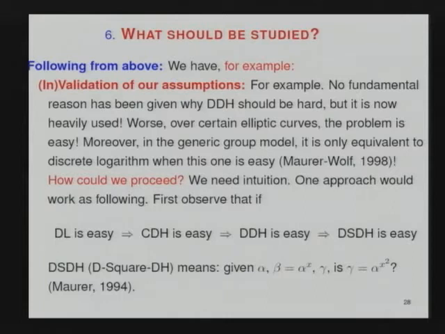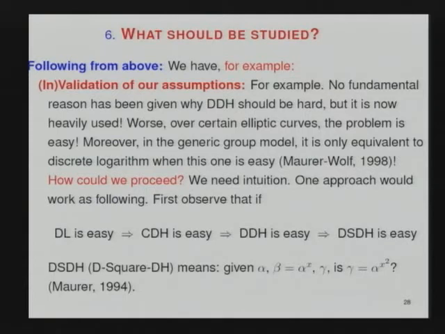So the way that I think some people could proceed is, first, it's known that if discrete logarithm would be easy, then computational Diffie-Hellman would be easy. And if computational Diffie-Hellman would be easy, then decisional Diffie-Hellman would be easy. And there is something else that Maurer introduced, which he called the decisional square Diffie-Hellman. There you have an alpha and a beta, where beta is alpha to the x. Then you have a gamma. And the question is: is gamma equal to alpha to the x to the power 2? It's kind of similar to the decisional Diffie-Hellman, but instead of an x and a y, you have twice x. And so if this is easy, then this is obviously easy.